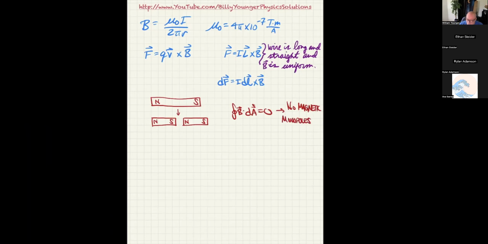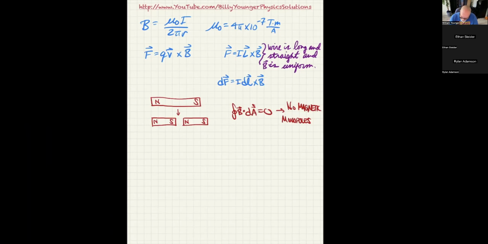If we ever found a north pole by itself or a south pole by itself, then we would have to go back and change this equation, which is one of Maxwell's equations. We'd have to go back and change it, and if we did that, we'd find that it's quite a bit more complicated. But so far, we never found one.